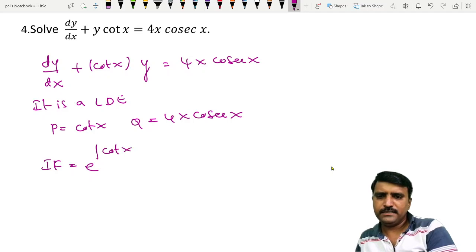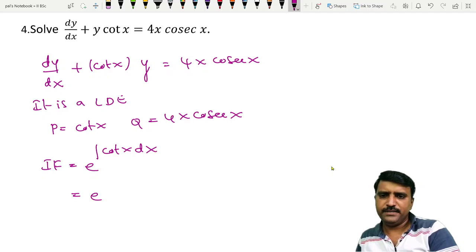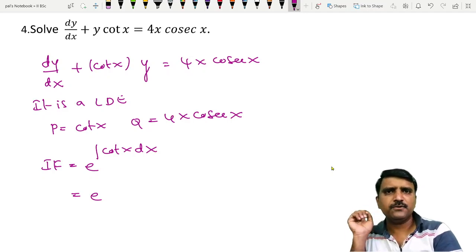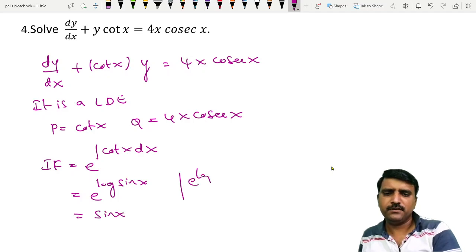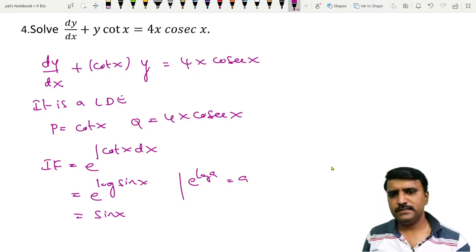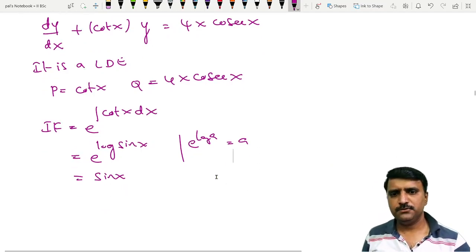What is p here? It is cot x dx, which is equal to e to the power of, what is the integration of cot x? Integration of cot x is log sin x, which is equal to sin x. This is because e to the power of log a can be written as a. I think you know this, many times I am using it while solving differential equation problems.